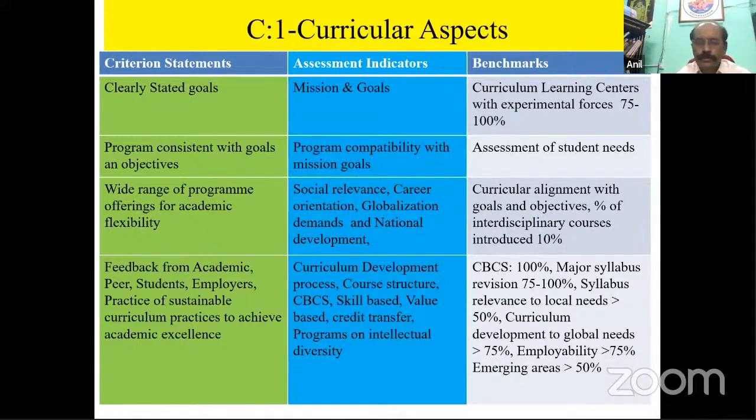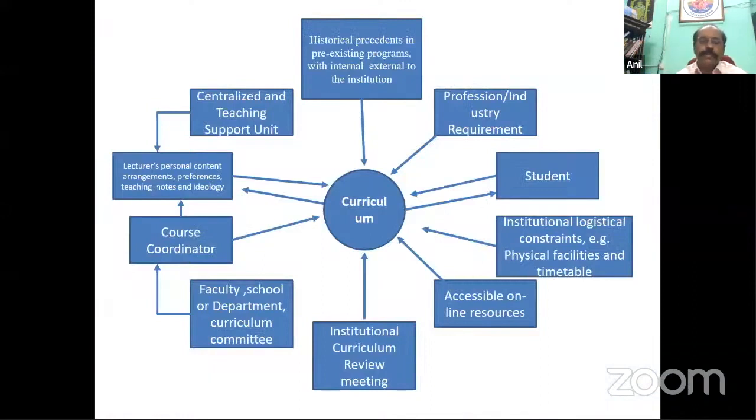On major syllabus revision, the new education policy has also given 100% autonomy to autonomous colleges for a major syllabus revision. And relevance to local needs: the curriculum must be relevant to local needs, and of course they should take global competences. Curriculum development to global needs should be more than 75%, and for employability, courses should offer more than 75% employability in emerging areas, and they must be skill based. So there is a very important structural depiction of how the curriculum can be designed.